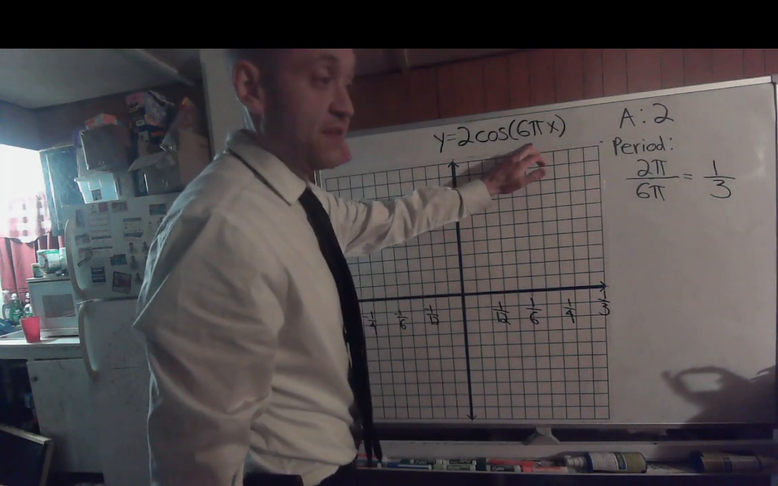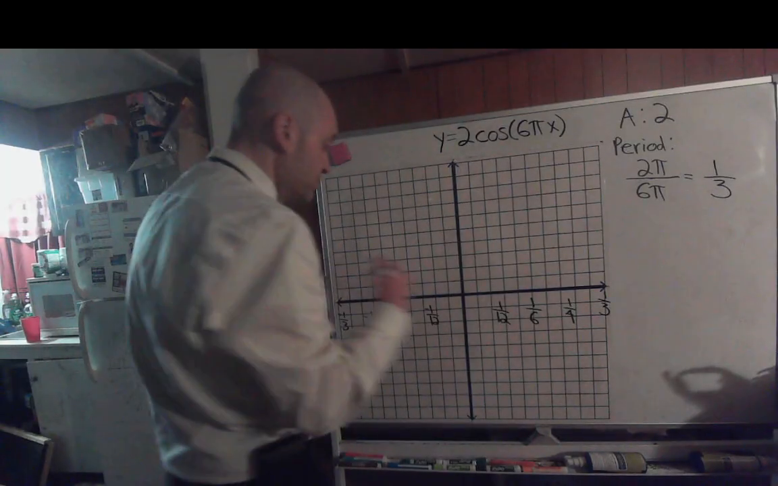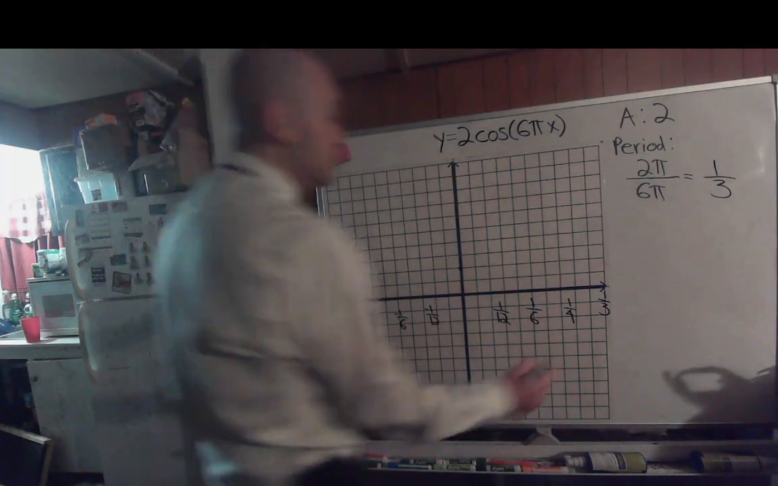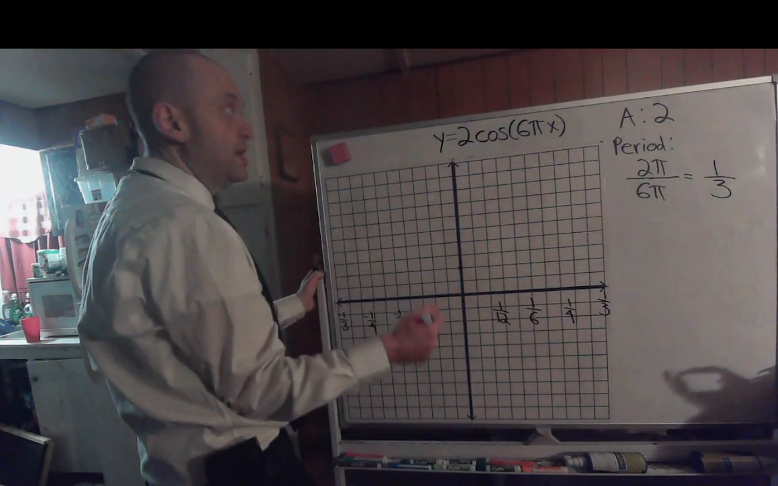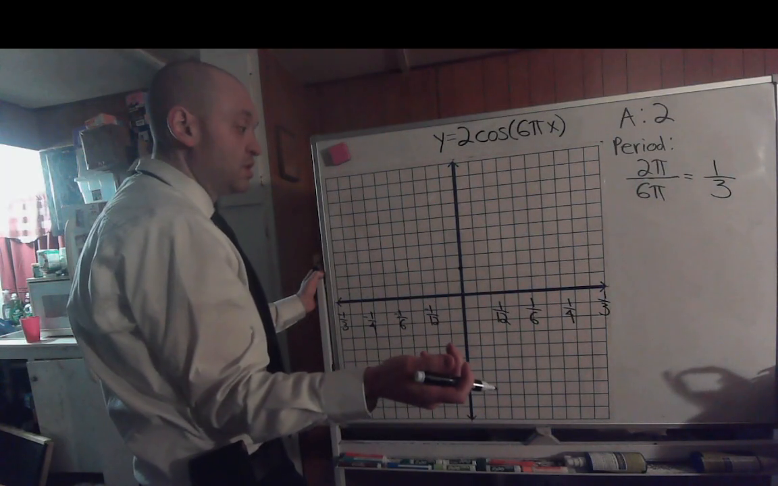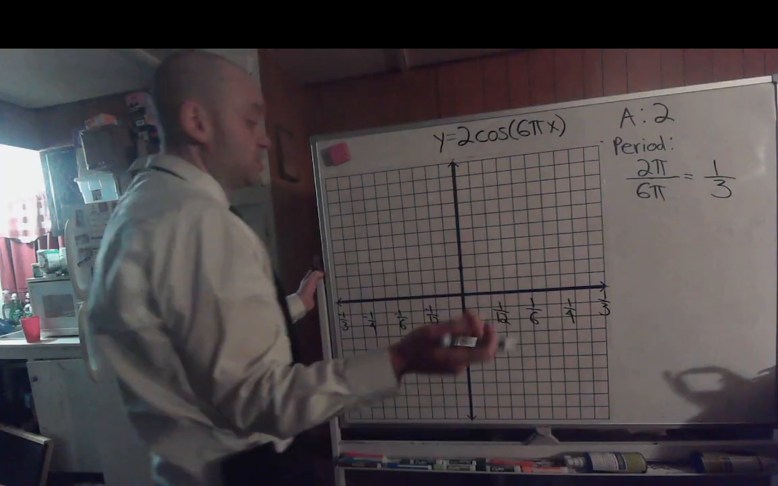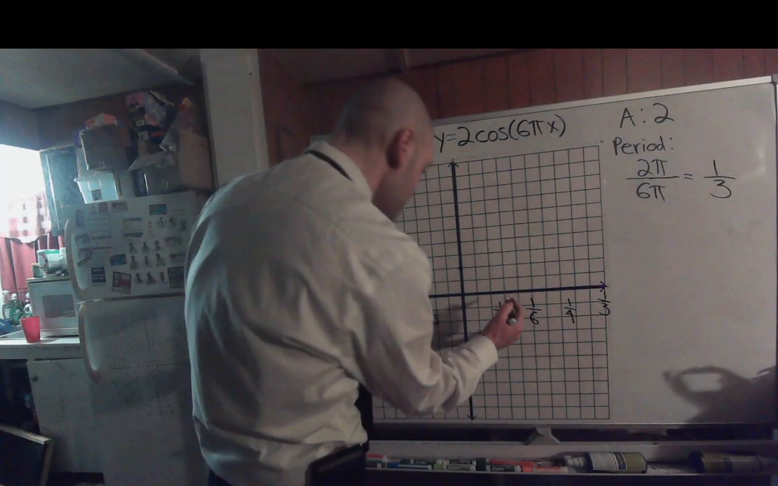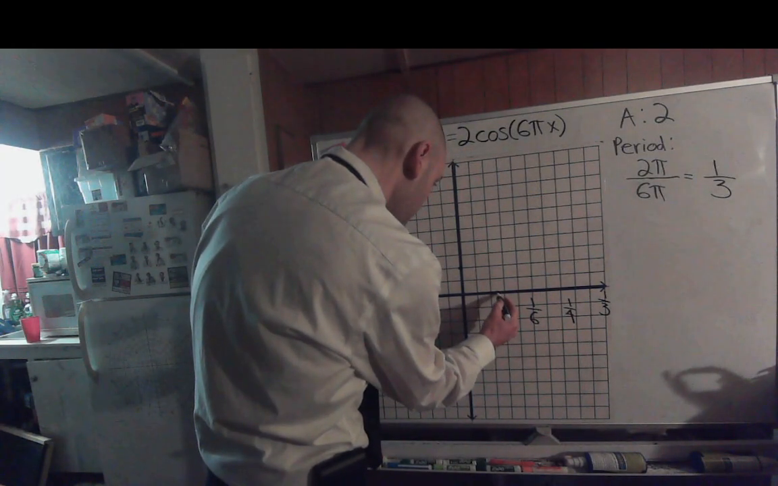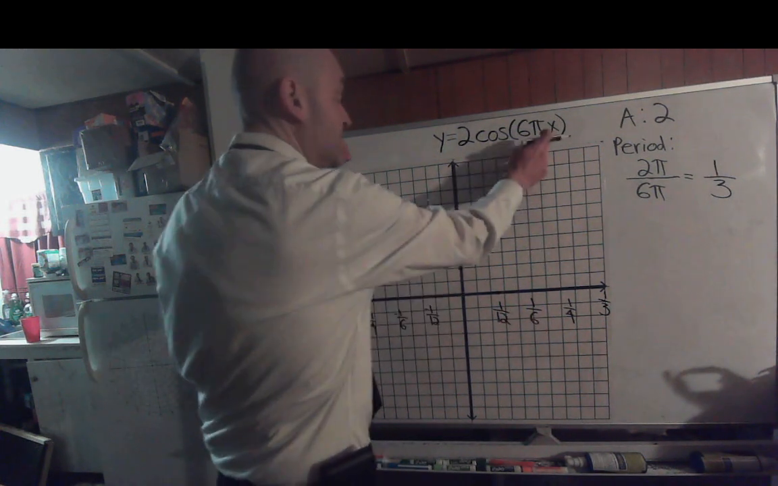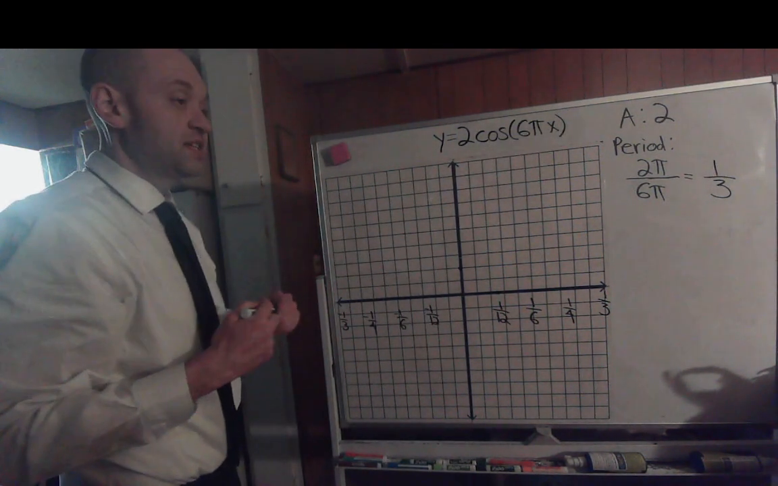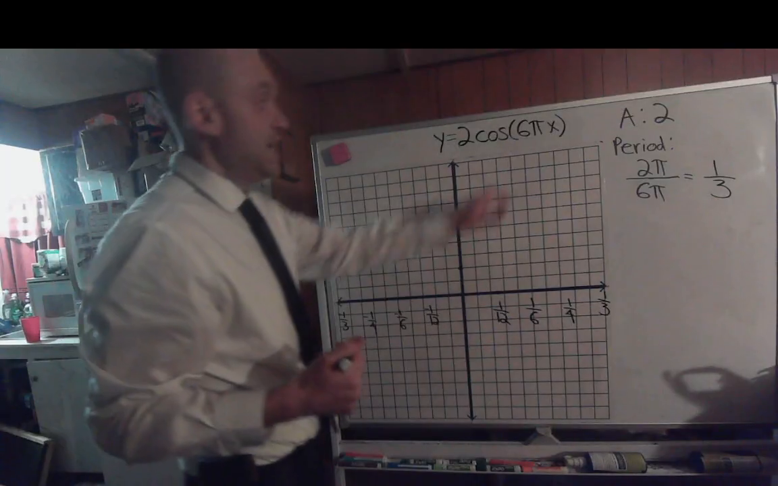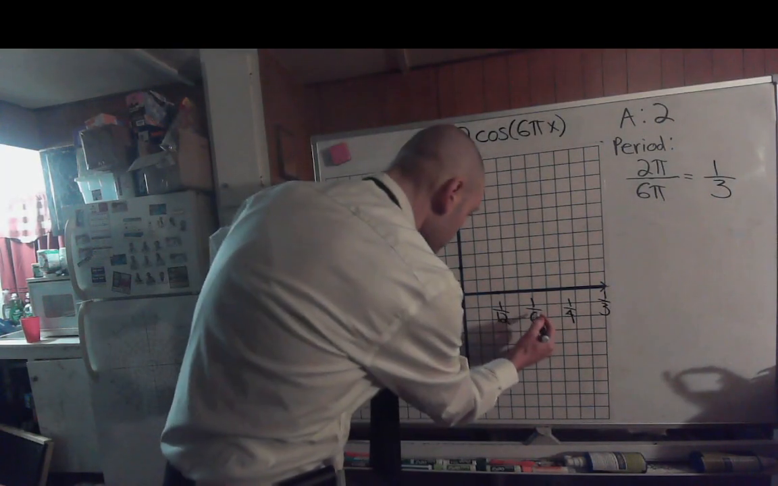So first put in 0. You'll get the cosine of 0, which is 1 times 2 is 2. Now put in 1/12. So 6 pi times 1/12, that would be pi over 2. So what is the cosine of pi over 2? That's 0 times 2 is still 0. Now put in 1/6 for x, so 6 pi over 6 just turns into the cosine of pi, which is negative 1 times 2. That would actually give you negative 2.